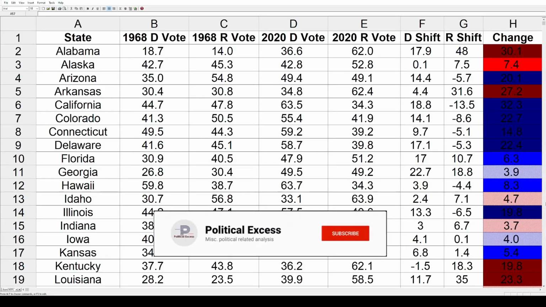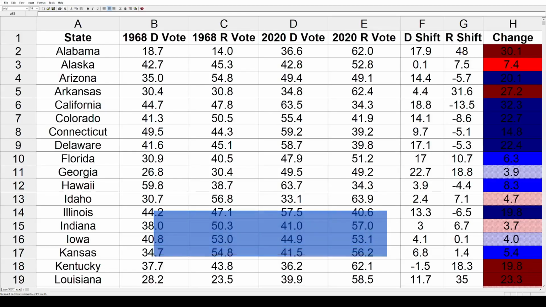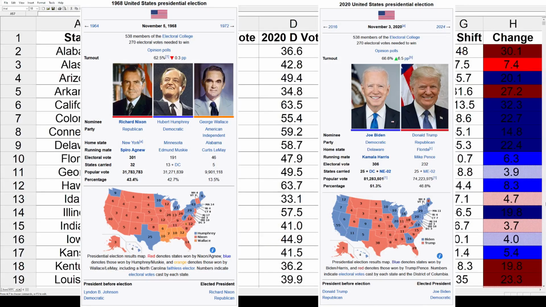Hello everybody, today we're going to take a look at another political shift. This time it's going to be 1968 to 2020. So here's a little bit of background about the 1968 election. It was won by Richard Nixon.